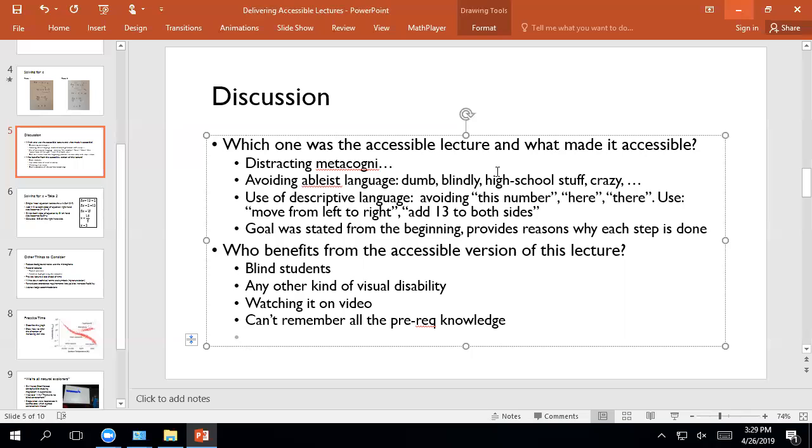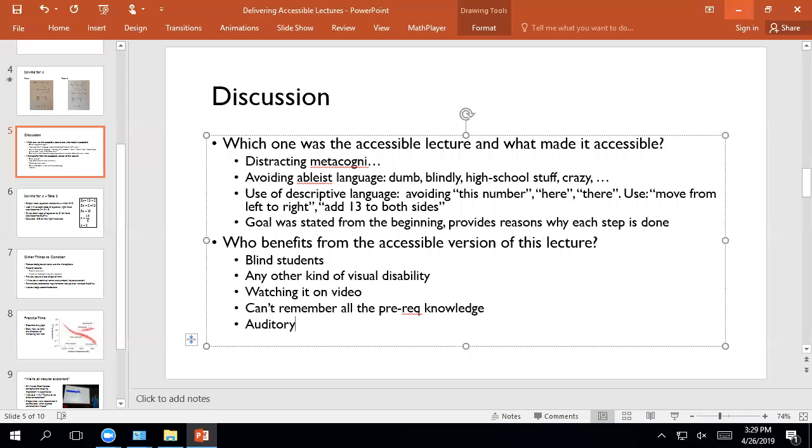Yes. I think students who are auditory learners are going to really benefit from that specifically. So not just if they have a visual disability, but also if they just tend to learn better by hearing it. Right. Great. Auditory learners.